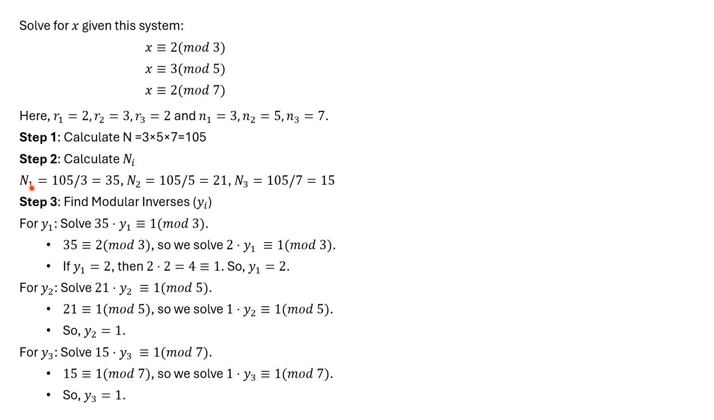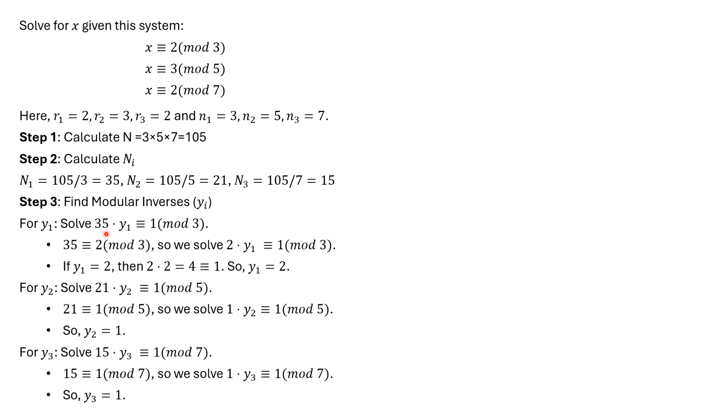Then N sub 1 is N divided by n1, you get 35. N sub 2 is N divided by little n sub 2, you get 21. And big N sub 3 is N divided by little n sub 3, so that's 15. Then we need to find the modular inverses for y1, y2, and y3. So the first one here is N1, which I plugged in already, times y1 equals 1. So we want to find y1 that satisfies this.